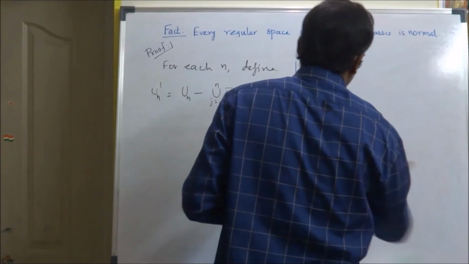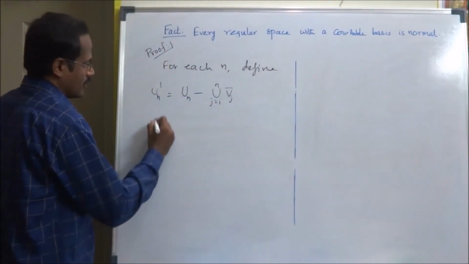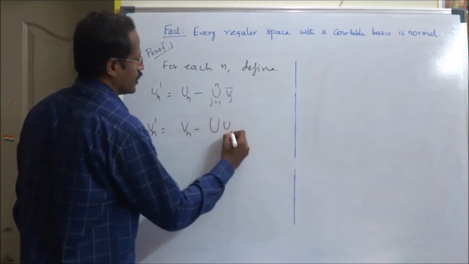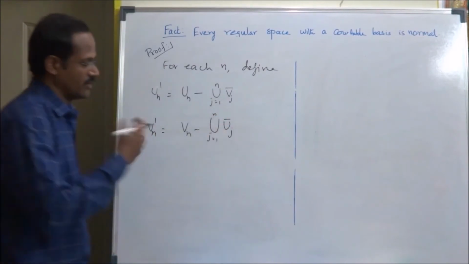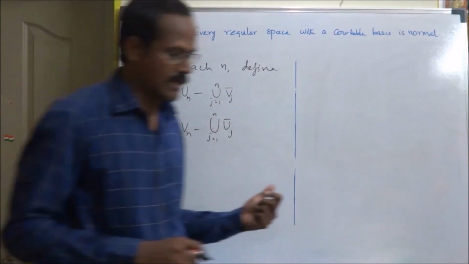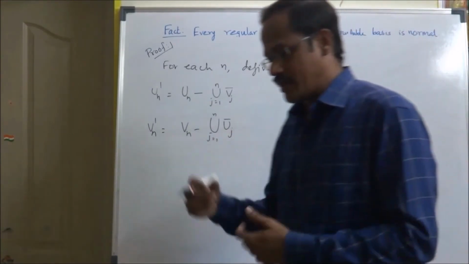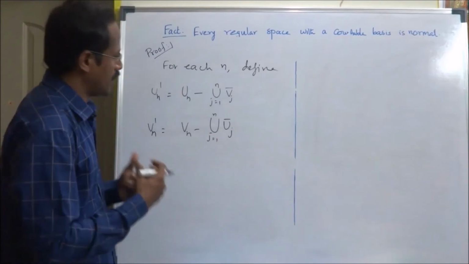Another collection of open sets, namely Vn dash. Vn dash is equal to Vn minus the union of Uj closure, j equal to 1 to n. For each n, we define Vn dash. As discussed earlier, Vn dash is also open for each n, and this union of Vn dash actually covers B.